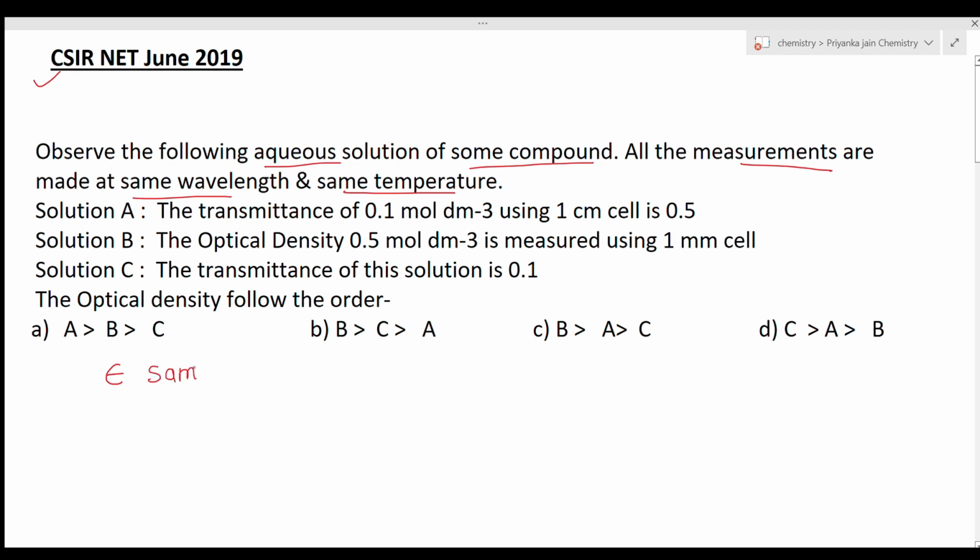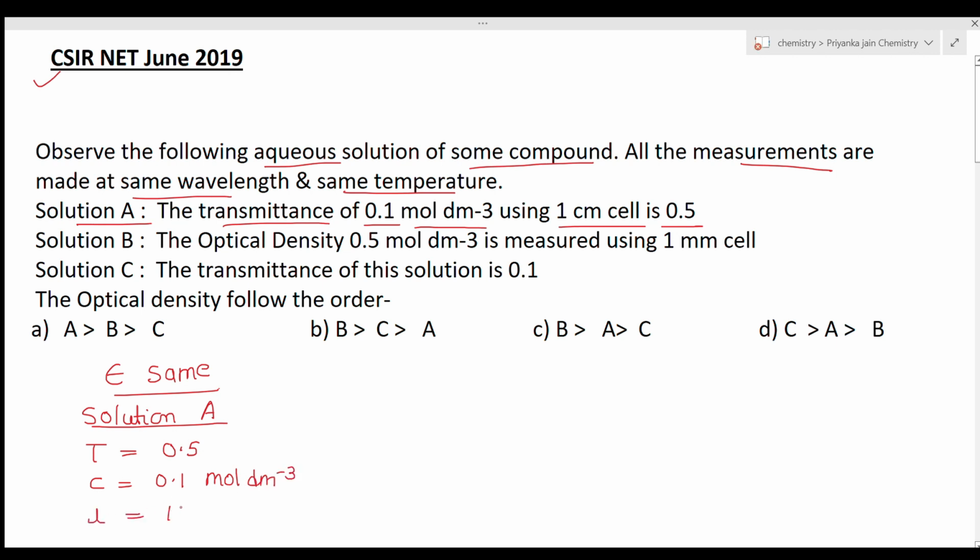Now we have been given three different solutions. In solution A, the transmittance is given as 0.5 for a concentration of 0.1 moles per decimeter cube using a 1 centimeter cell. So for solution A, first we have been given the transmittance, that is 0.5. Then we have been given the concentration, that is 0.1 mole per decimeter cube. And then the length, that is 1 centimeter.